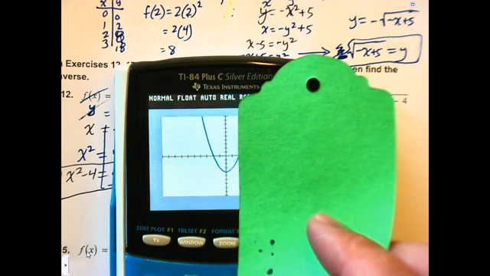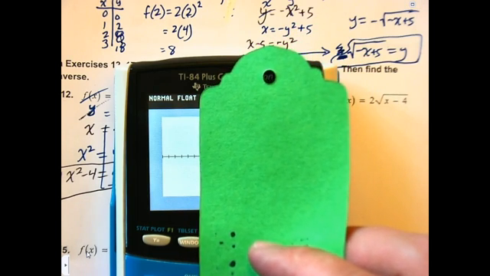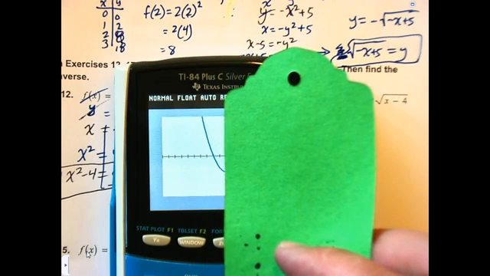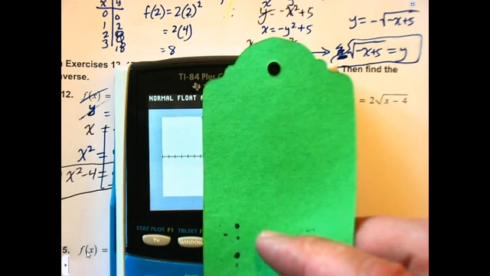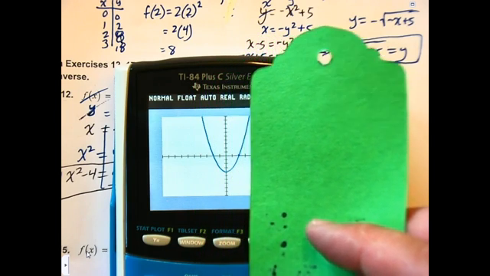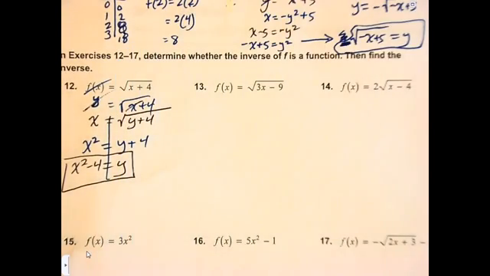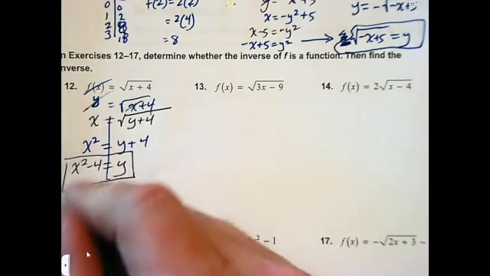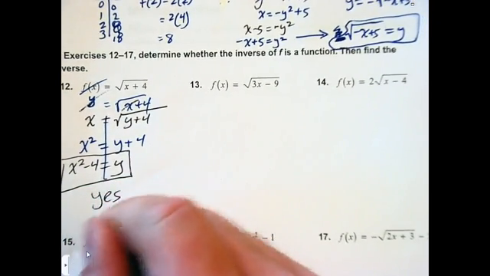Remember the vertical line test? You lay a vertical line on the graph. If it hits it in more than one spot, then it's not a function. Is this a function? Does this vertical line ever hit that graph in more than one spot at a time? No, it is a function. So yes, this is a function. It's a quadratic. We know what a quadratic is going to look like. It's going to be a parabola.